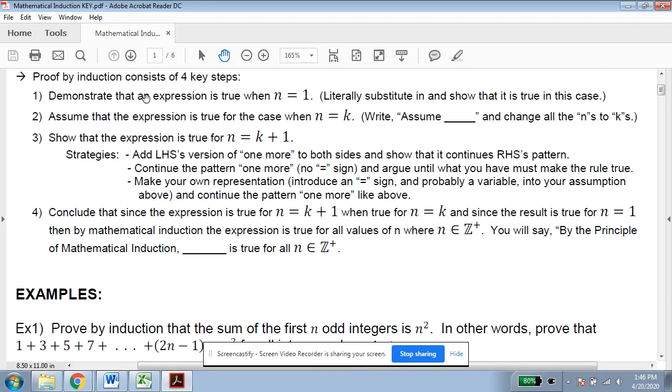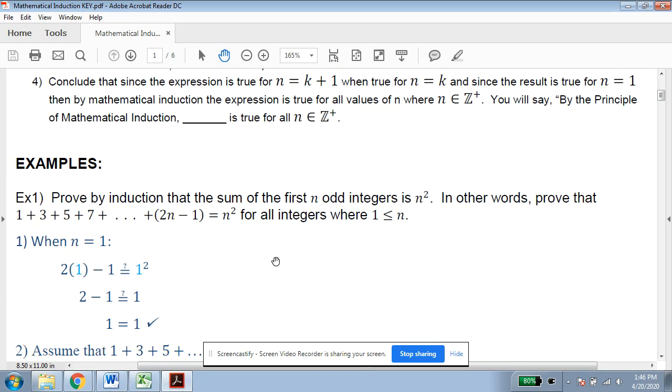The first step that we talked about before was to demonstrate that this is true when n equals 1. So I'm literally going to substitute n equals 1 into the equation. Here, the general form on the left is 2 times n minus 1, so 2 times 1 minus 1. On the right, we have an n squared, so it's going to be 1 squared.